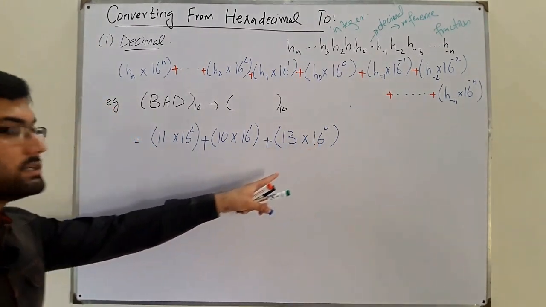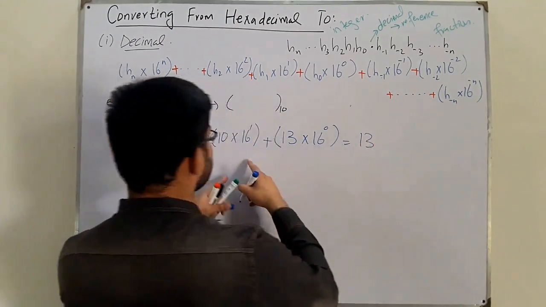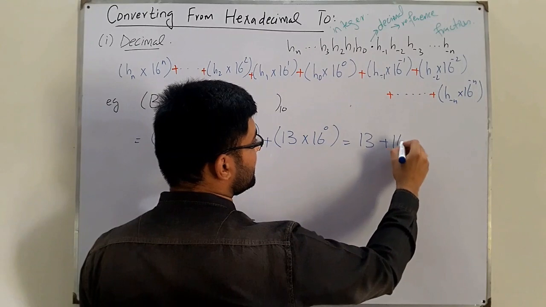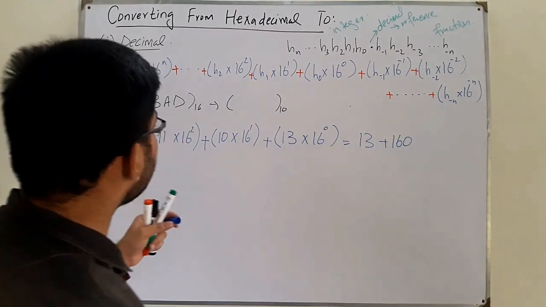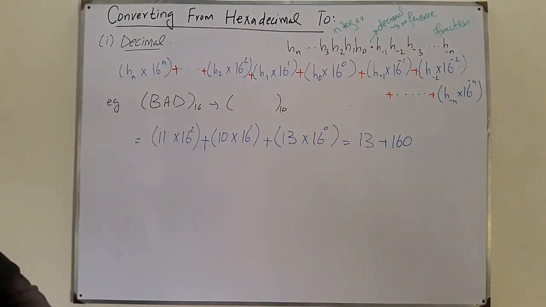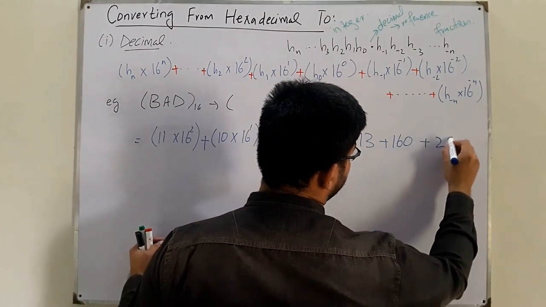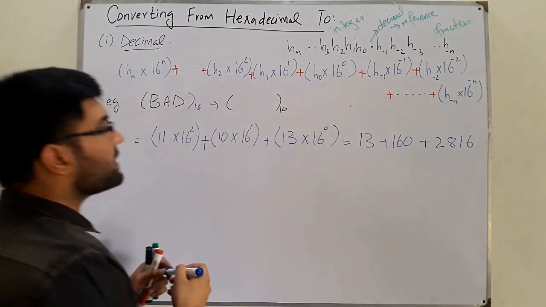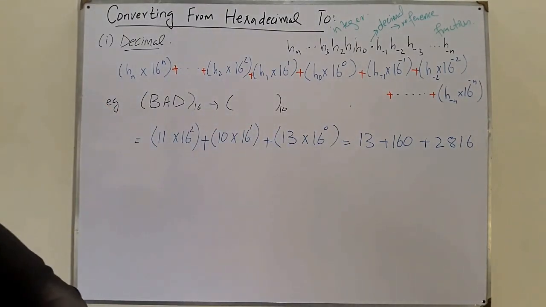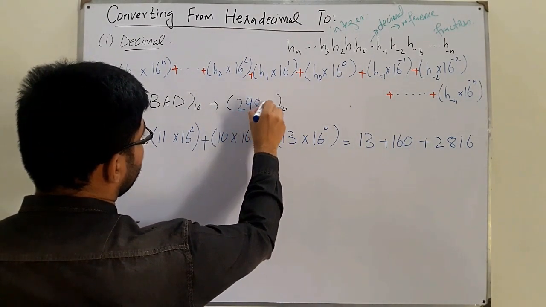So 16 to the power 0 is 1, and 13 times 1 would be 13. Then 10 times 16 is 160. And 16 16s are what? I've written it over here for myself. So 16 16s are 256. And then 256 times 11 is 2816. And when you add them up, you get the decimal equivalent, which is 2989, okay? 2989, all right?